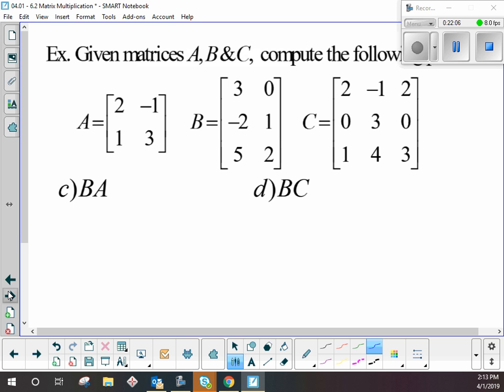First thing I want you to do is compare the dimensions and raise your hand when you figured out which one doesn't work.